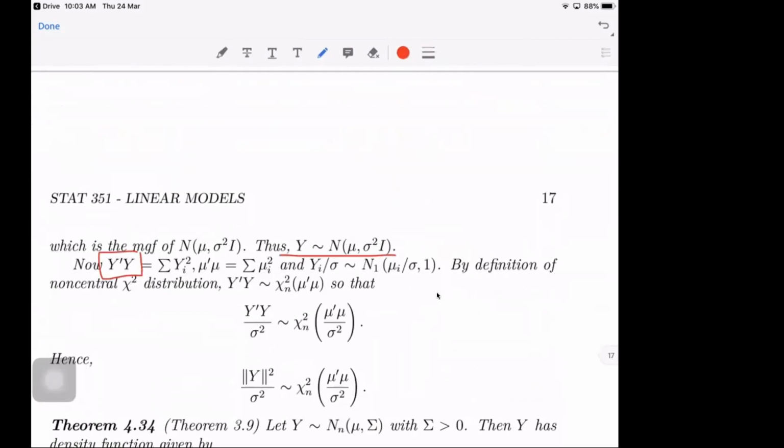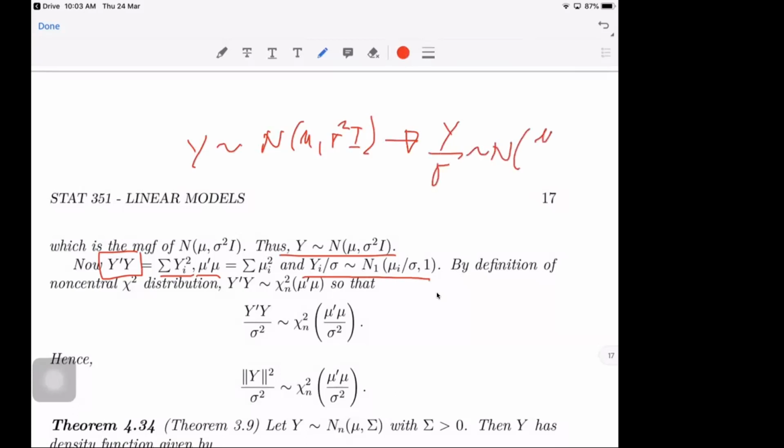Now you define y prime y, that is your summation of yi squared. Mu prime mu is the summation of mu i squared. And then, if y is normal with mean mu and covariance sigma squared I, you divide y over sigma, mu over sigma. Okay, that is a scalar.